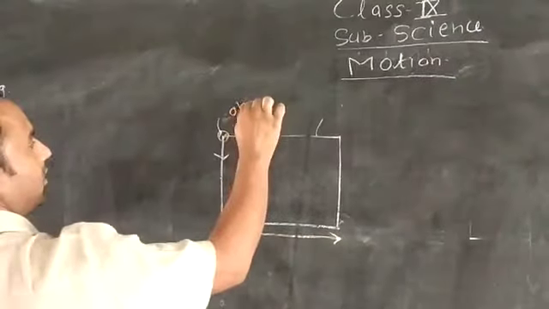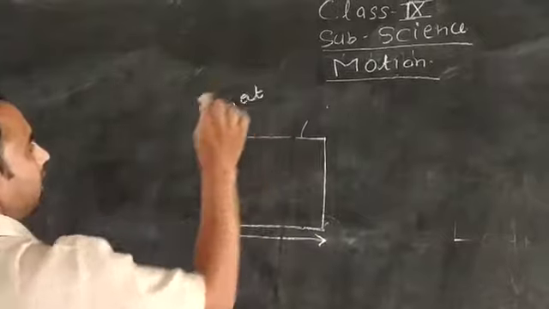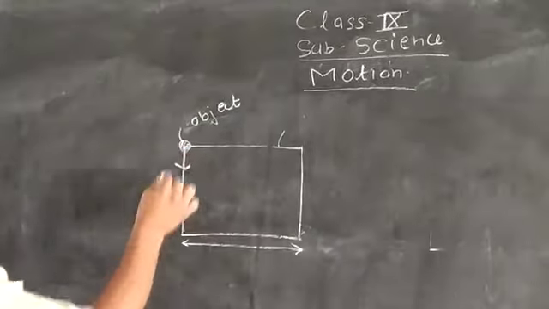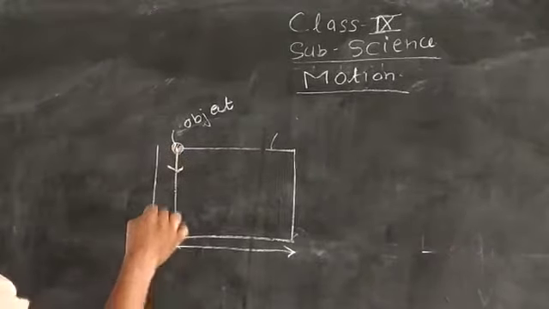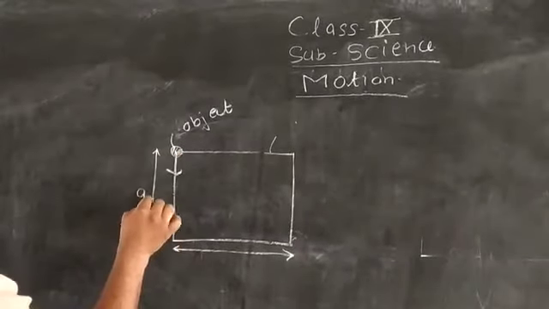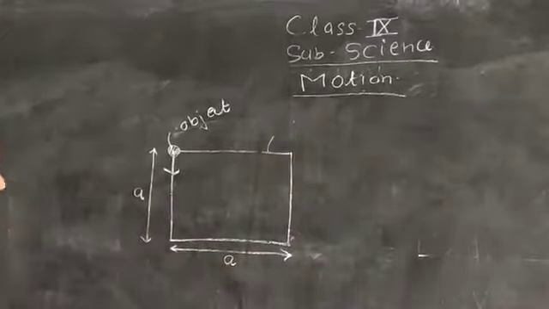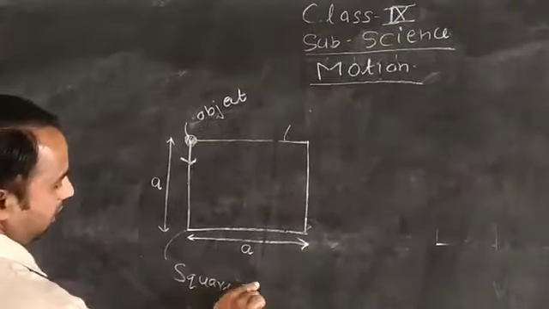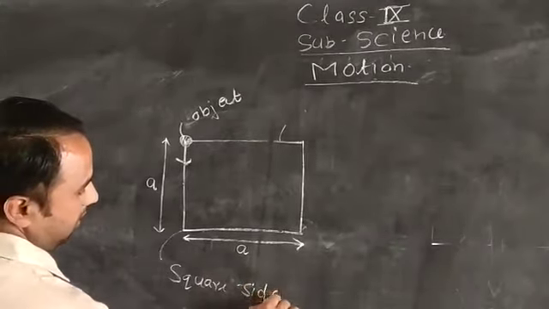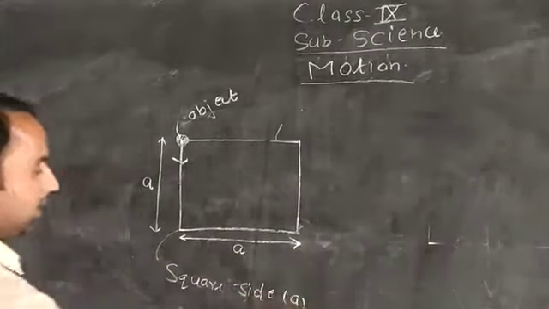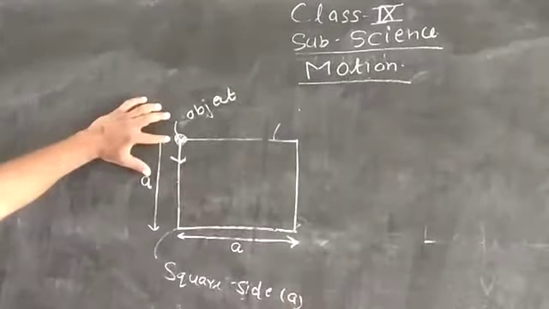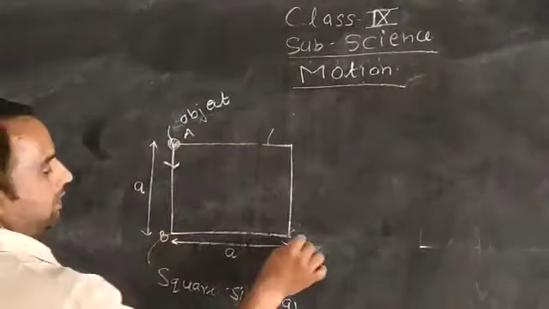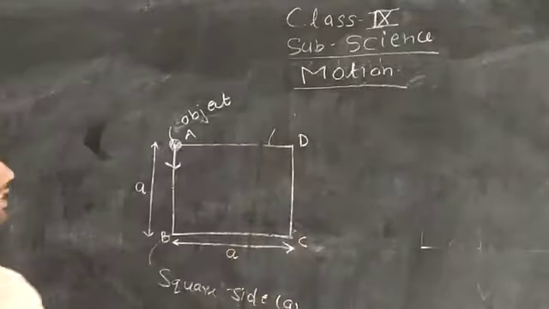This is our object, and it is traveling from here along a square of side A. If this particle starts from here, this is point A, this is point B, this is point C, and this is point D.